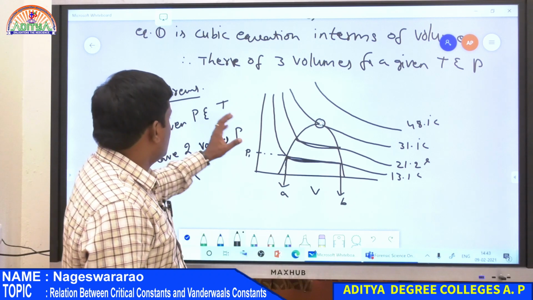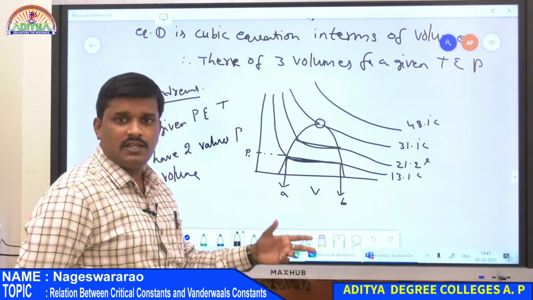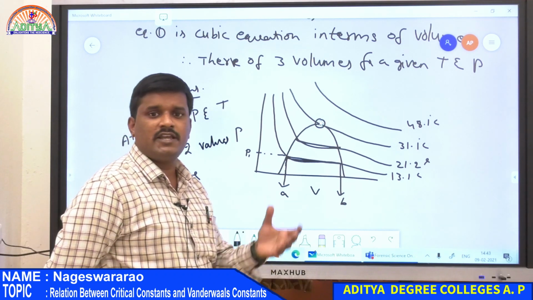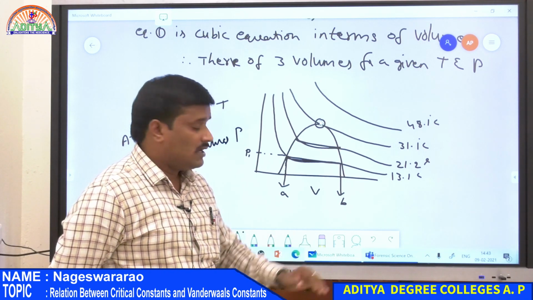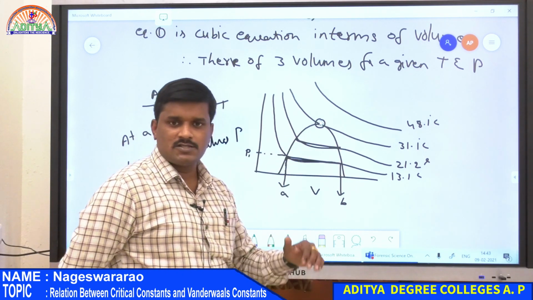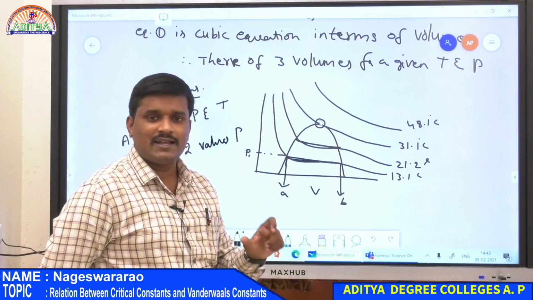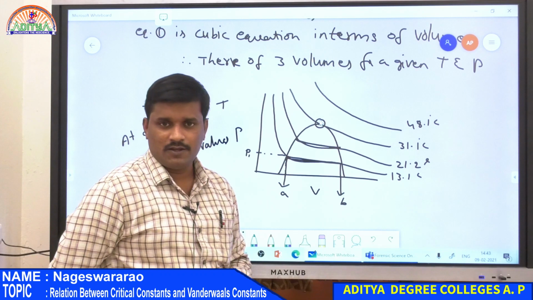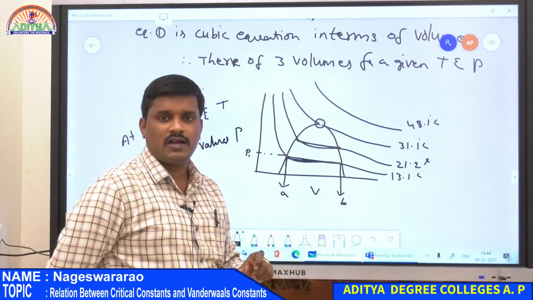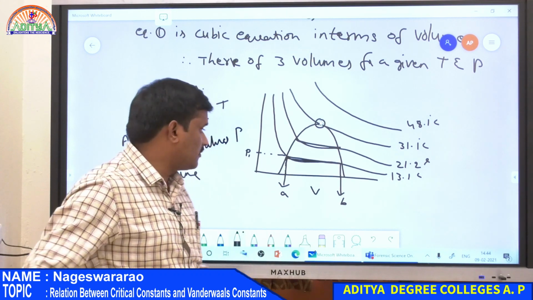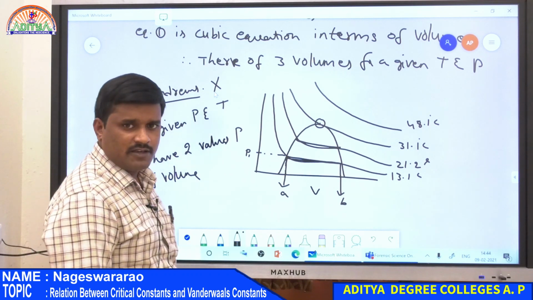That means the Andrews isotherm does not follow the van der Waals equation, because in the case of the van der Waals equation we have 3 volumes, but in this graph we have only 2 volumes below 31.1, that is, below the critical temperature, and at the critical temperature we have only 1 volume. But according to the van der Waals equation, for a given temperature and pressure we have 3 volumes. Therefore the Andrews isotherm does not follow the van der Waals equation.